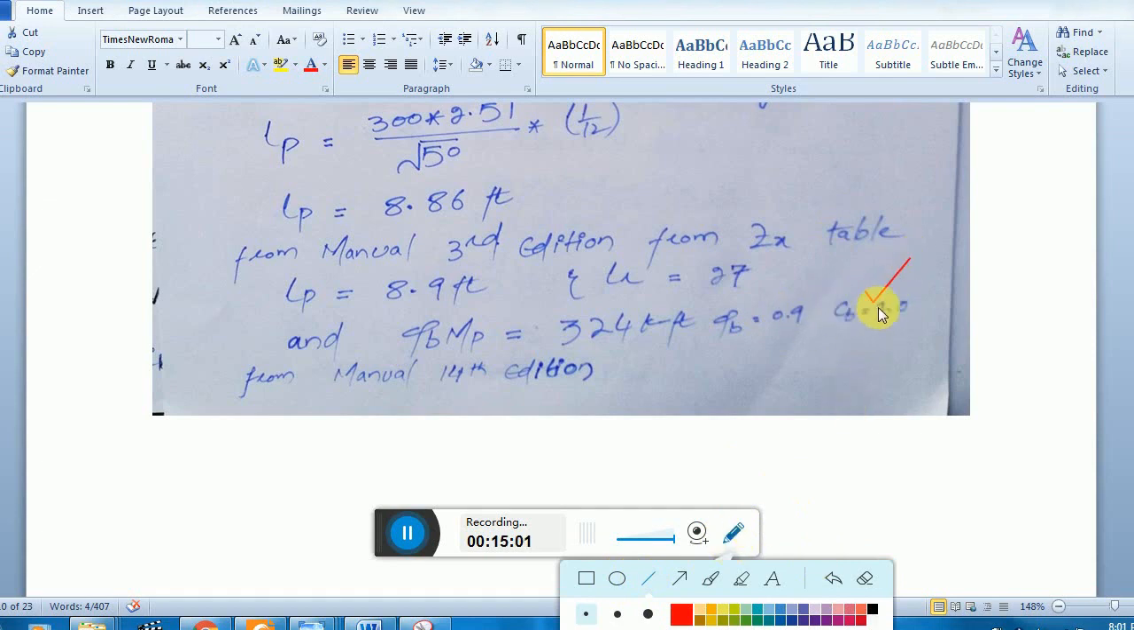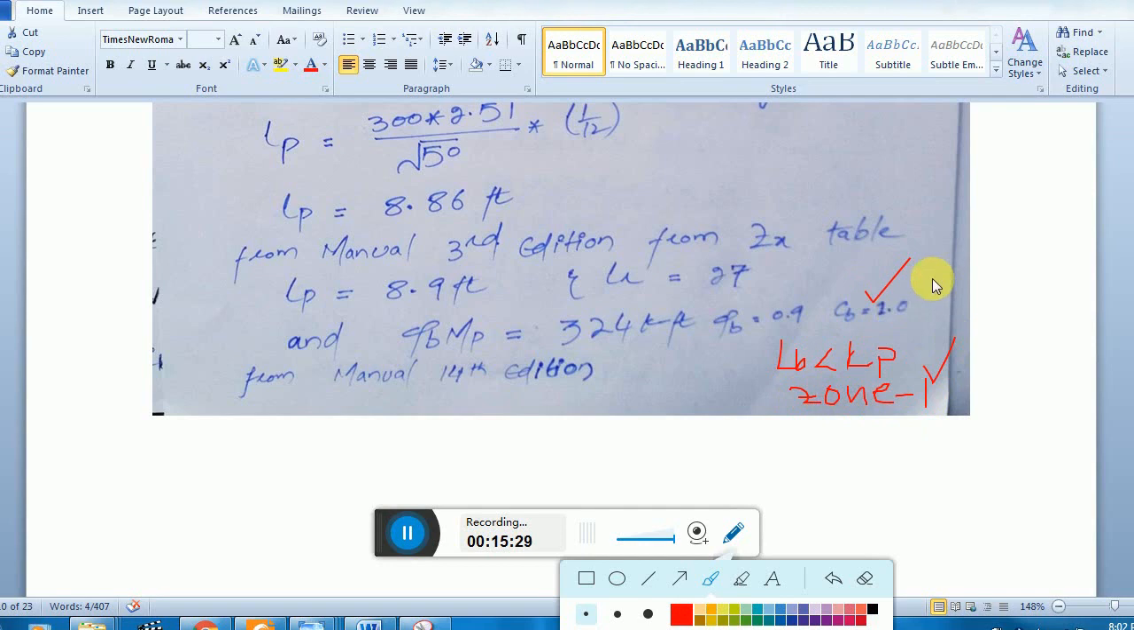Clear? 1.14 because we are in zone 1. Why? Because LB is less than LP. Okay, LP, and this is the identification of zone 1. Zone 1. Clear? So we are in zone 1, so that's why we have to use 1.0, not 1.14.